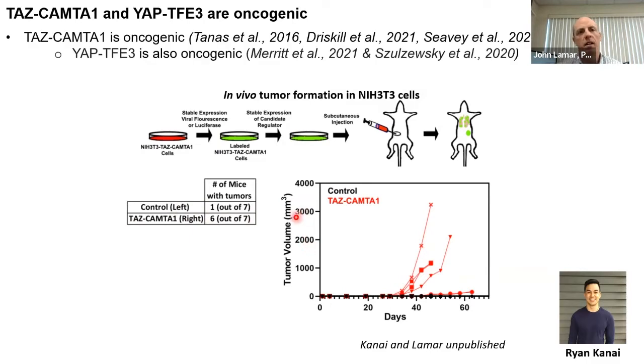And this is consistent with a lot of the published work where other groups have shown in this fibroblast model that TAS-CAMTA1 and YAP-TFE3 can drive tumor formation, and also with the recent studies in the genetically engineered mouse models and transgenic mouse models from Brian Rubin's lab and DJ Pan's lab. And so we know that these are the cancer-driving events in EHE.